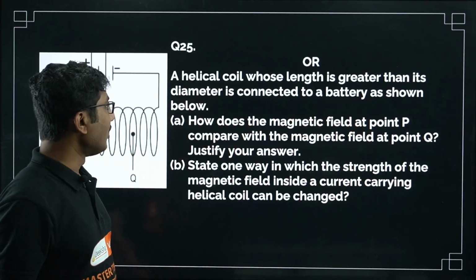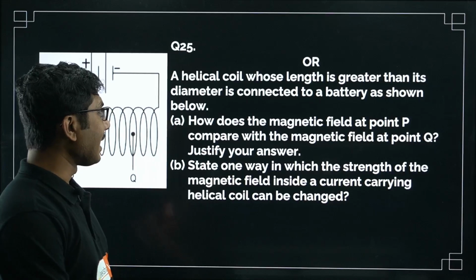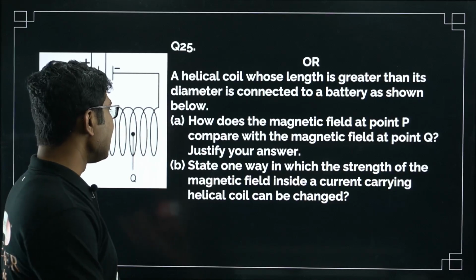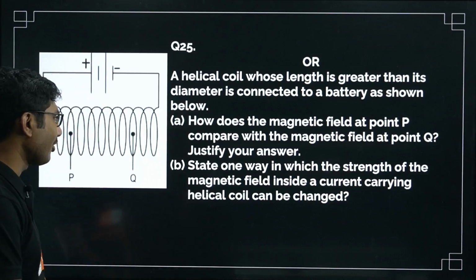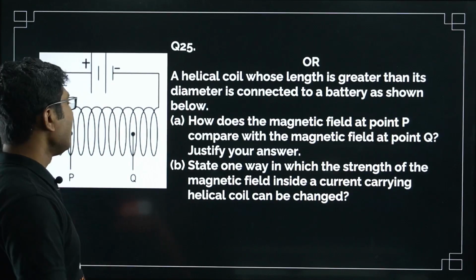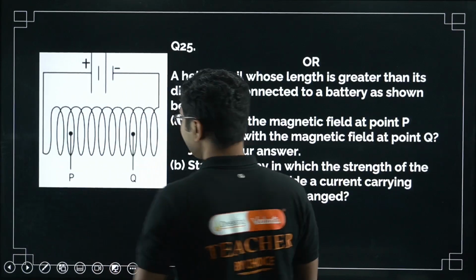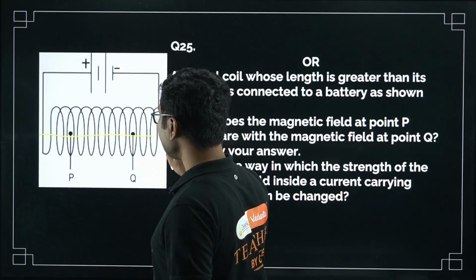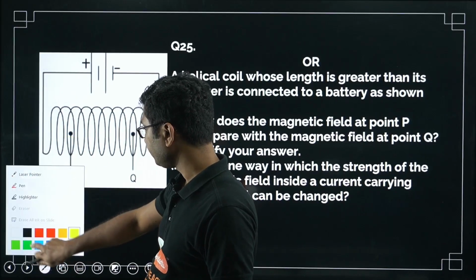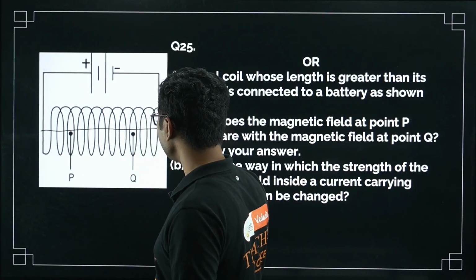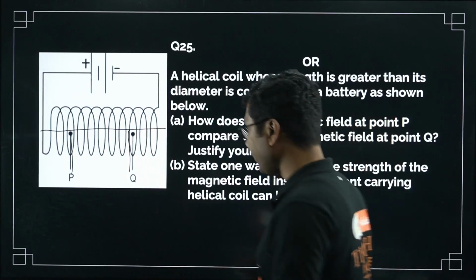Okay, now how does the magnetic field at the point P compare to the magnetic field at point Q? Justify your answer. State one way in which the strength of the magnetic field inside the current carrying helical coil can be changed. Okay, so there are two parts of the question. First, what is the relationship between them? Now if you see, both points are almost equidistant from the axis of the coil, right? So equidistant means they will have the same magnetic field.